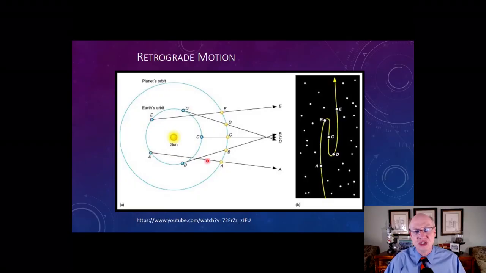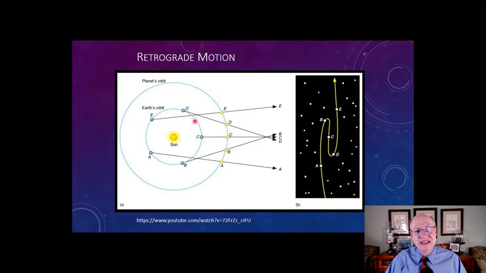So when the Earth is at position A, let's pretend this is Mars. Mars is at position A. And then as the Earth goes from A to B, Mars goes from A to B. And in the night sky, it looks like Mars goes A to B. But from B to C, Mars only moves a little bit. The Earth moves a lot. And in that time, it looks to us like Mars is moving backwards.